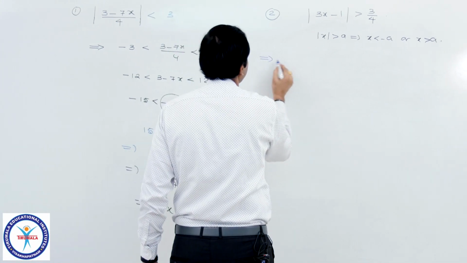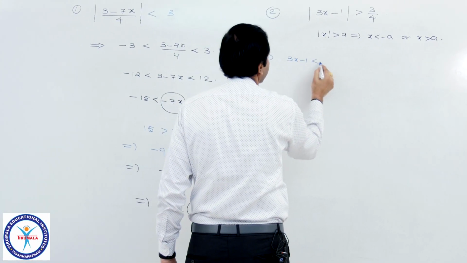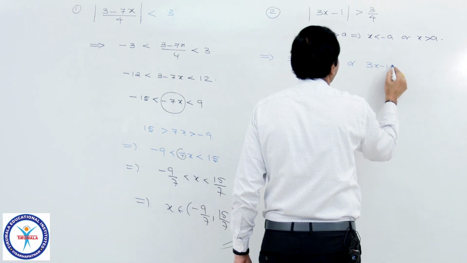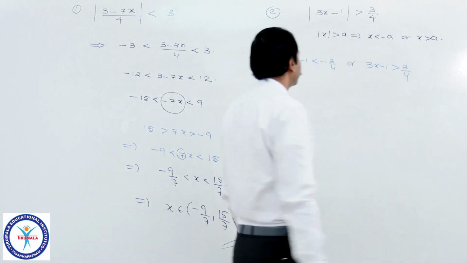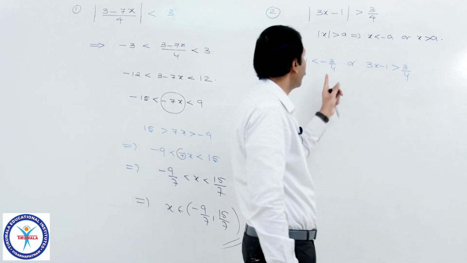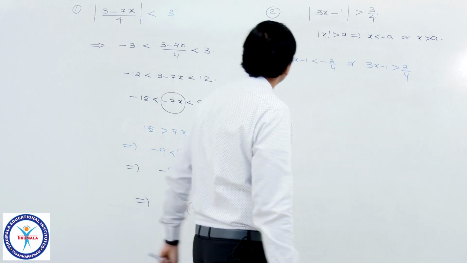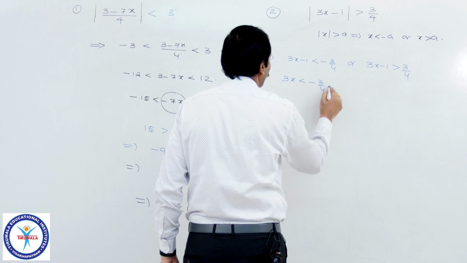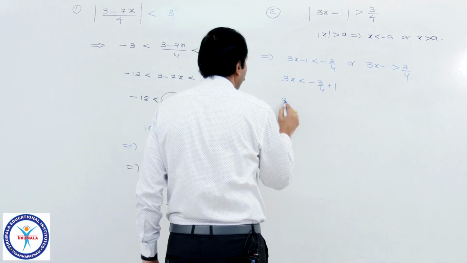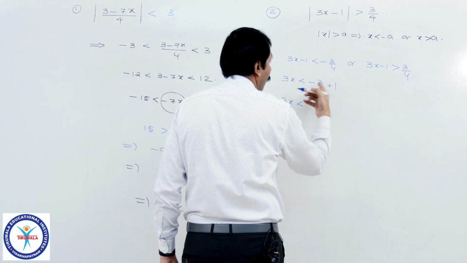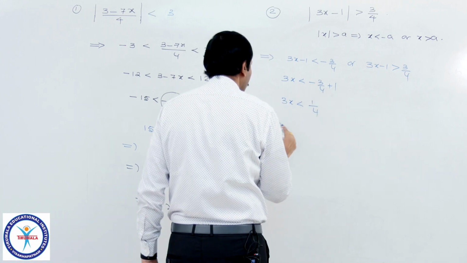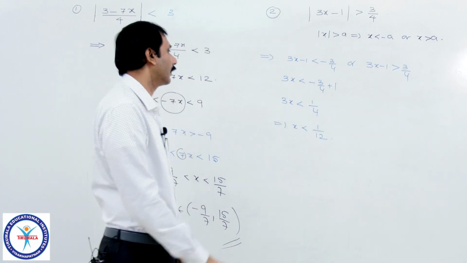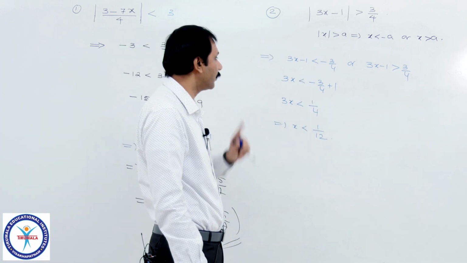What is x here? You see, 3x minus 1 is less than minus 3 by 4, or 3x minus 1 is greater than 3 by 4. That is, x less than minus a or x greater than a. Now, 3x less than minus 3 by 4 plus 1, or 3x less than 4 minus 3 by 4, which means 1 by 4, or x less than 1 by 12. I am using the properties which I have explained.